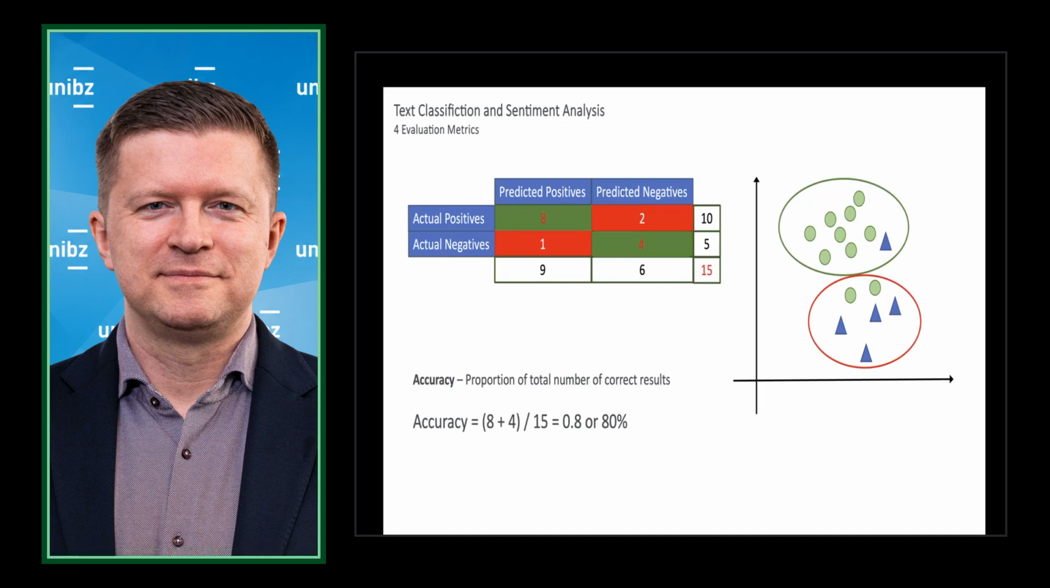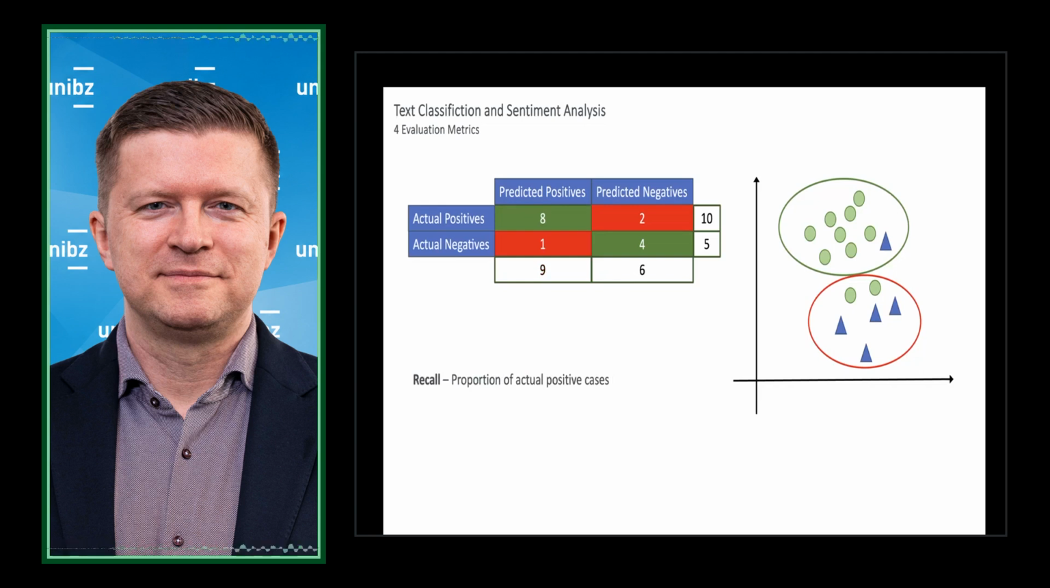Good. Next one is precision. Precision is the proportion of correct positive results out of all the predicted positive results. So that is nothing but the true positives divided by all the predicted positives. We have 8 true positives and total predicted positive results are 9. So it's 8 divided by 9, and that's 88.9%. That's our precision here.